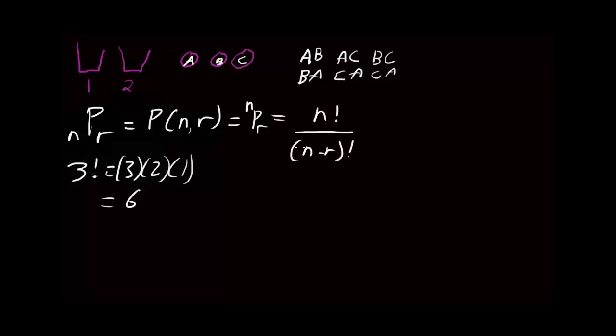So going back to our question, to solve it now, you're going to get 3 factorial over (3 minus 2) factorial, which is going to equal 6 over 1, which equals 6. So as verification, in this case, we have 6 possible ways that we can get the 3 balls into the 2 cups. So this is how we can solve for permutations.